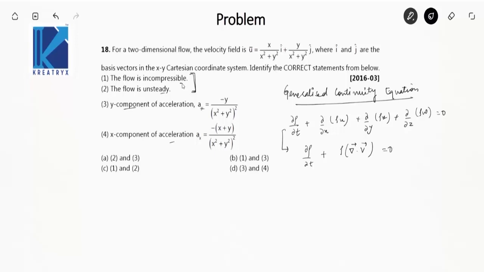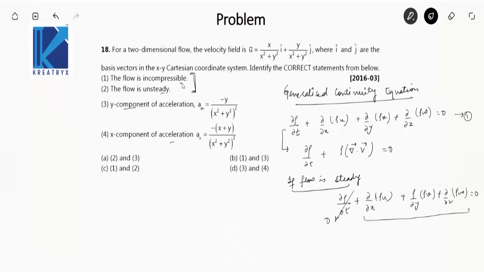Now if the flow is steady, don't you think that del rho by del t should be 0? So from this equation 1, it becomes del by del x of rho u plus del by del y of rho v plus del by del z of rho w, and this is 0. Now if the flow is steady, the equation becomes this. And also if it is incompressible, can I take this rho out from this partial differentiation? Can I take this rho out?